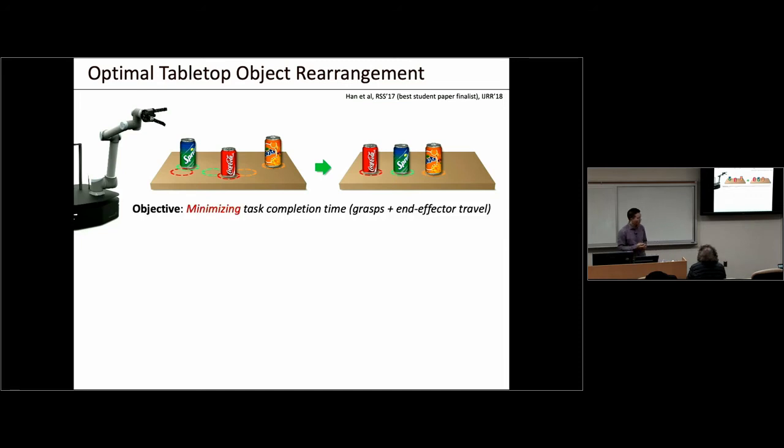So we want to minimize, of course, the task completion time. As reflected here, it's the number of grasps that you have to do, plus the end-effector travel time. Now, the complexity here is twofold. First of all, for example, if you want to move the Sprite to here, the Coke can is in place, and it will block this. If you want to move the Coke can first to here, again the Sprite can will be blocking it. So this creates this circular dependency.